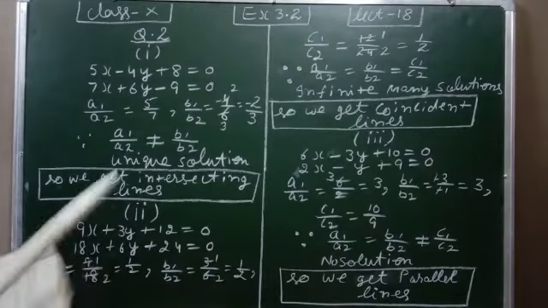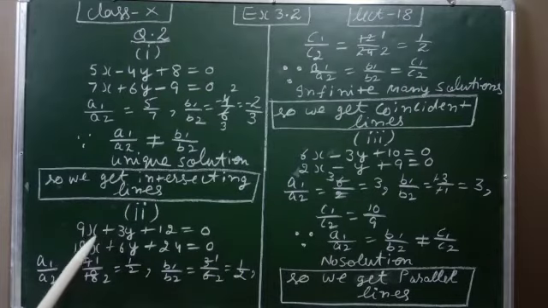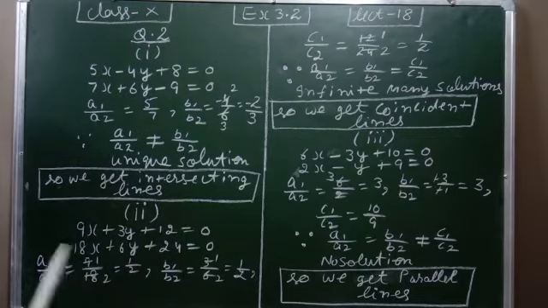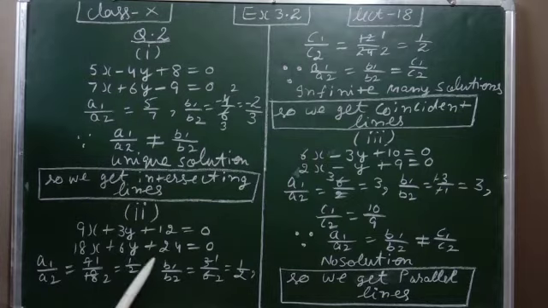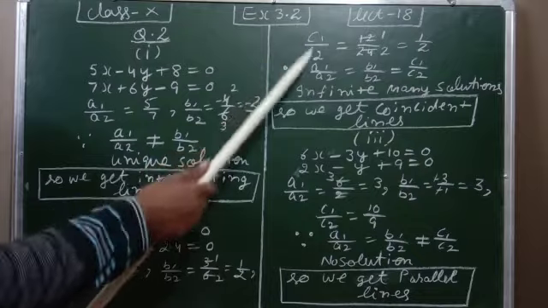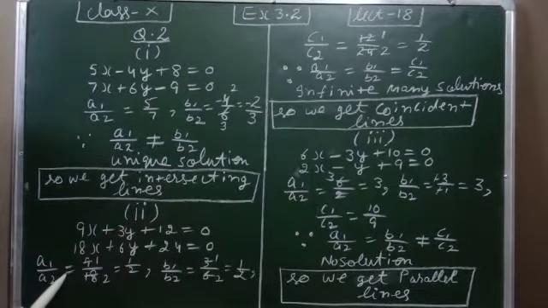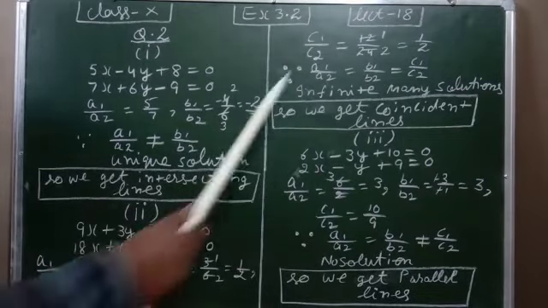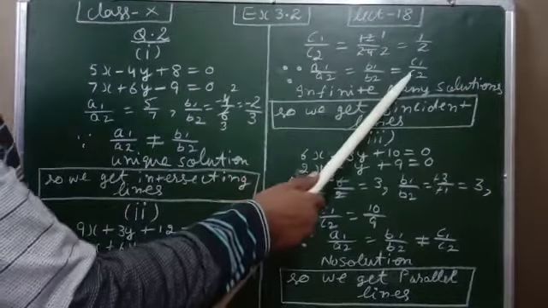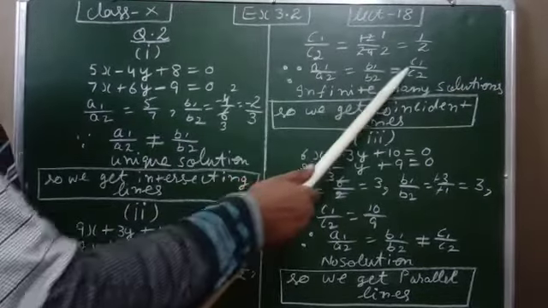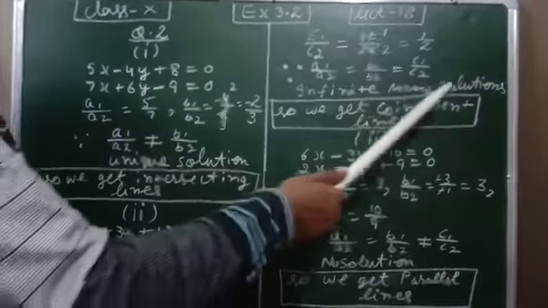So second part. These two equations are given in the second part: 9x plus 3y plus 12 equal to 0, 18x plus 6y plus 24 equal to 0. So a1 upon a2 means 9 upon 18, this is 1 upon 2. Then b1 upon b2 means 3 upon 6, again 1 upon 2. Then c1 upon c2 means 12 upon 24, again 1 upon 2. It means a1 upon a2, b1 upon b2 and c1 upon c2, all three are equal. If all three are equal, then we are having infinitely many solutions.